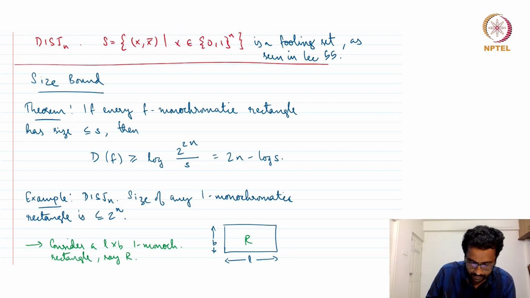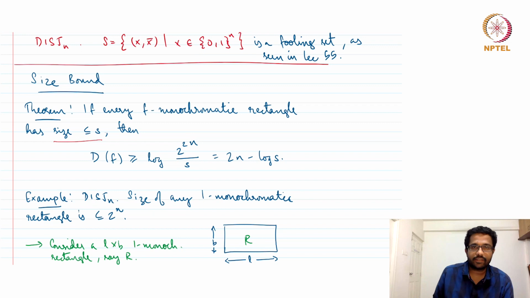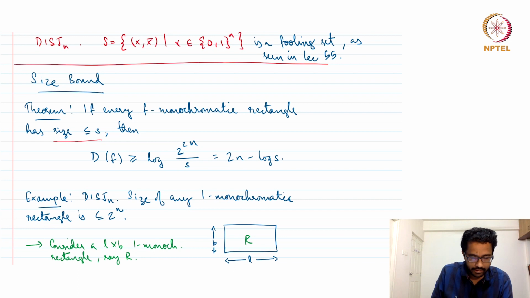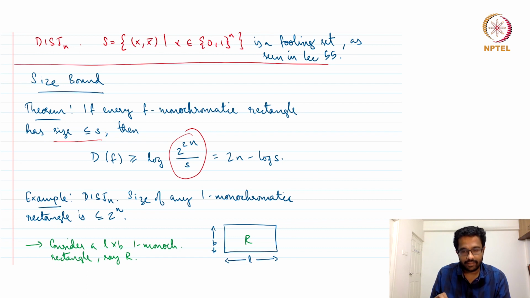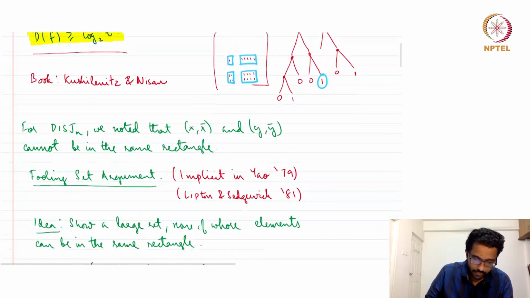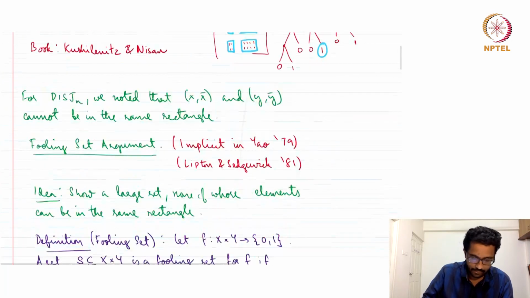So the statement is very simple. If every monochromatic rectangle has size at most s, then, so the matrix is 2 power n cross 2 power n, so there are 2 power 2n elements in the matrix. And each monochromatic rectangle has size at most s. So any partition into monochromatic rectangles requires at least 2 power 2n divided by s many rectangles. So this is the T that we stated here, right? Any partition of X cross Y into monochromatic rectangles requires at least T rectangles, this T.